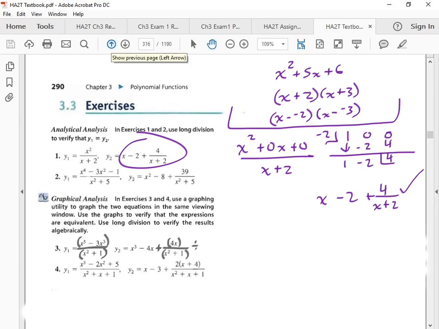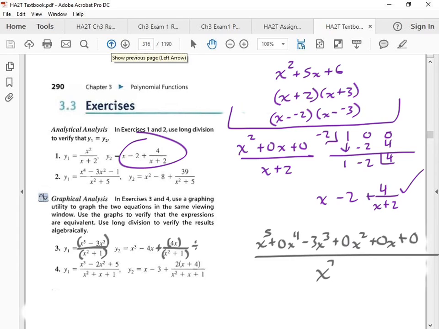All right, so I'm not going to do all of this one because I just did one, but I will set it up. Make sure you have x to the 5th plus 0x to the 4th minus 3x to the 3rd plus 0x squared plus 0x plus 0, and then divide it by x squared plus 0x plus 1. Look at all those missing terms. Can I do synthetic division with this one? Nah, you have to do long division now.